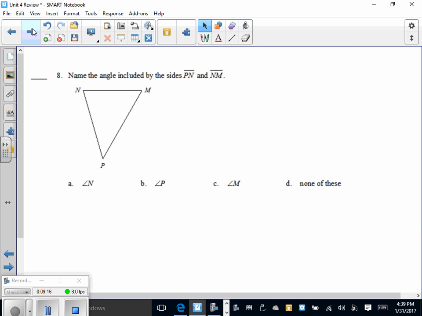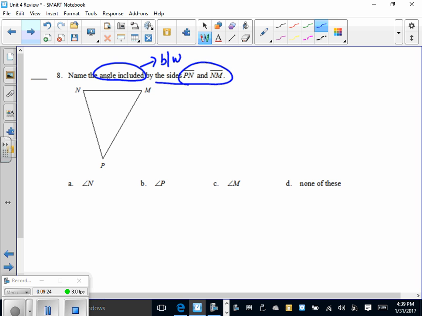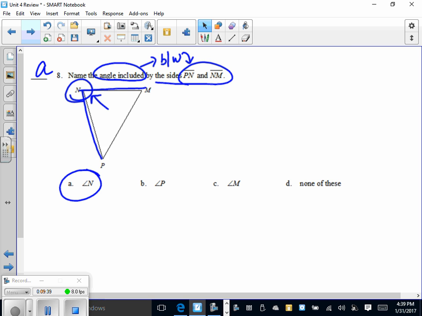Number 8, name the angle that is included, which means between the sides PN and NM. So you want it between these two sides. Well, here's PN. Here's NM, so the angle that's between them is this angle right here, angle N. Answer A. Included means inside, in between.